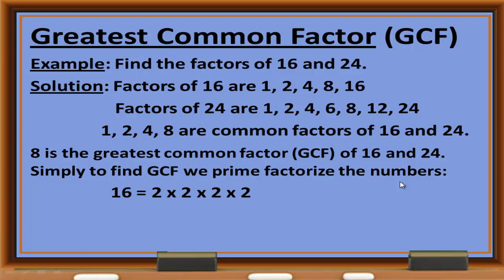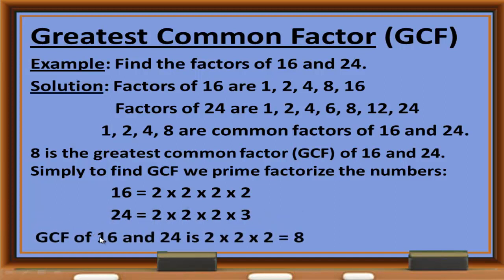That is 16: 2 times 2 times 2 times 2. That is 2 times 2 is 4. 4 times 2 is 8. 8 times 2 is 16. And 24. The prime factors of 24 are 2 times 2 times 2 times 3. That is 2 times 2 is 4. 4 times 2 is 8. 8 times 3 is 24.